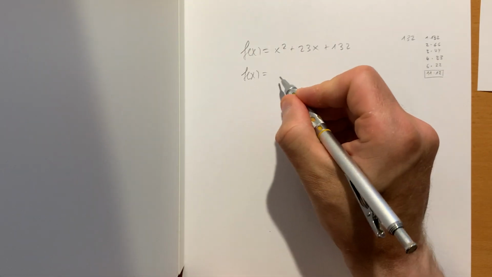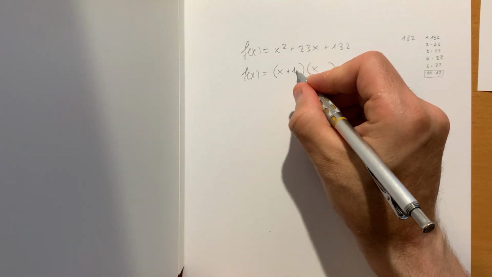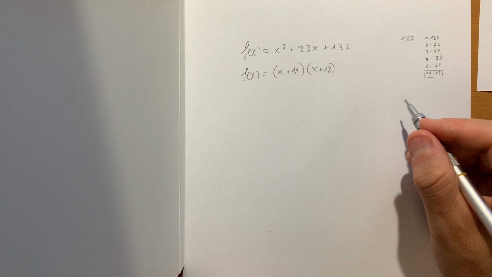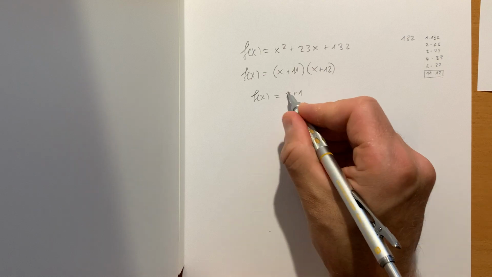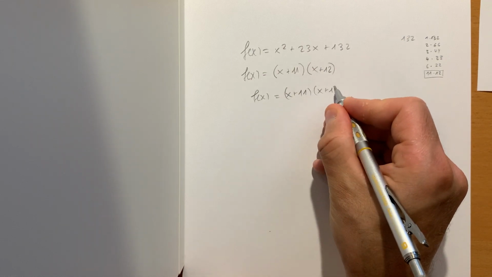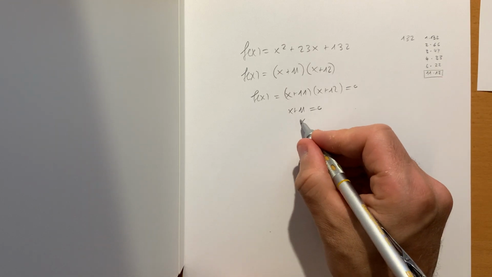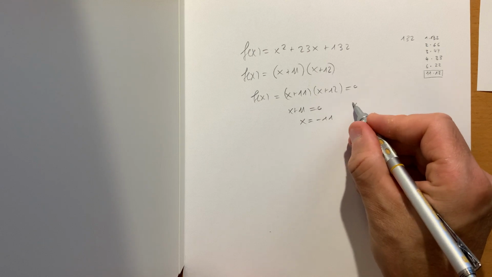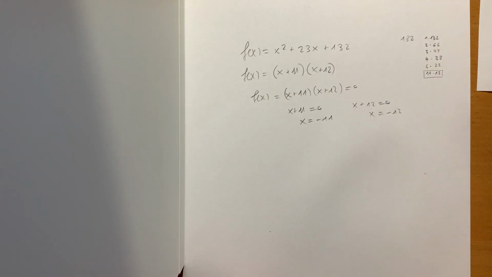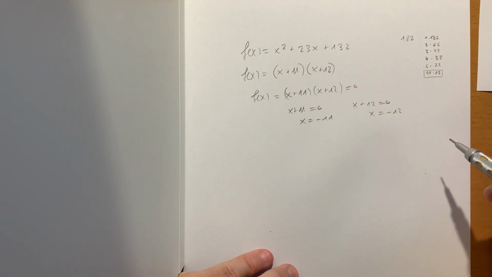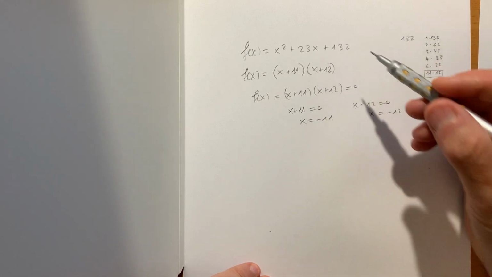So f of x is x plus 11 times x plus 12. When you set this equal to 0, you get x plus 11 times x plus 12 is equal to 0. So that means either x plus 11 is 0, so x is minus 11, or x plus 12 is equal to 0, so x would be minus 12. So you have your zeros at minus 11 and minus 12. And the y-intercept is at 132.